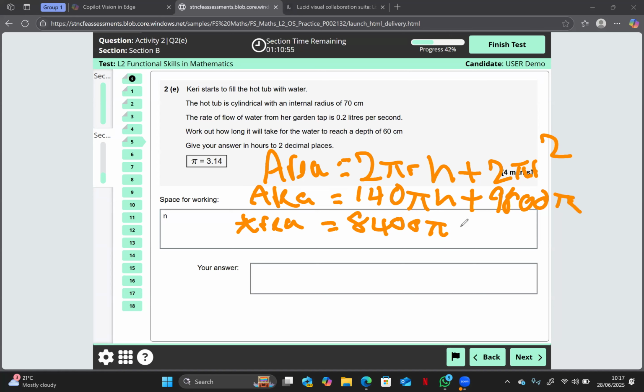8,400 pi plus 9,800. Add them together, 8,400 and 9,800 would be 18,200 pi equals to multiplied by pi. Where's pi on the calculator?